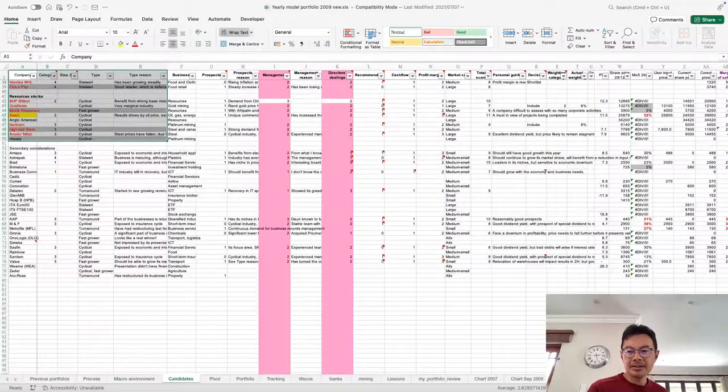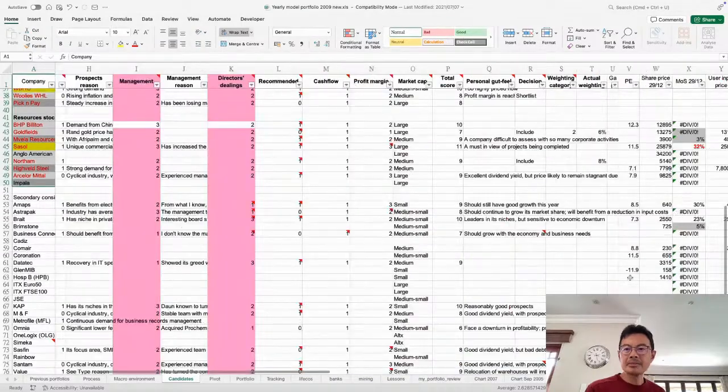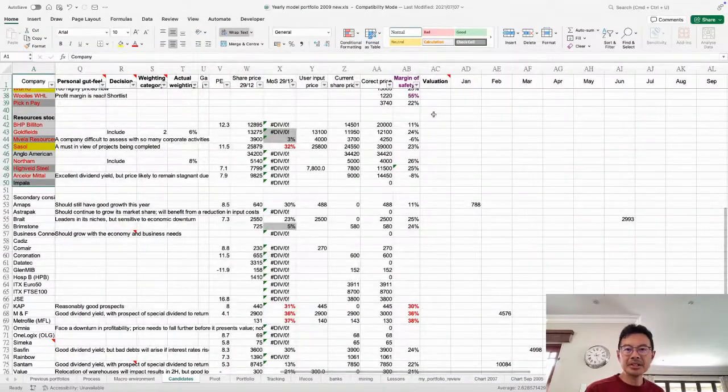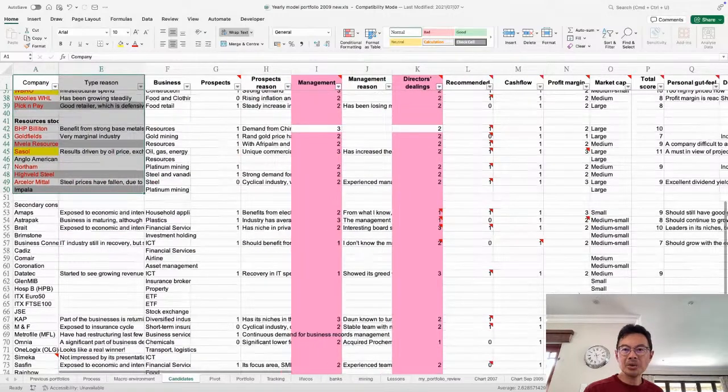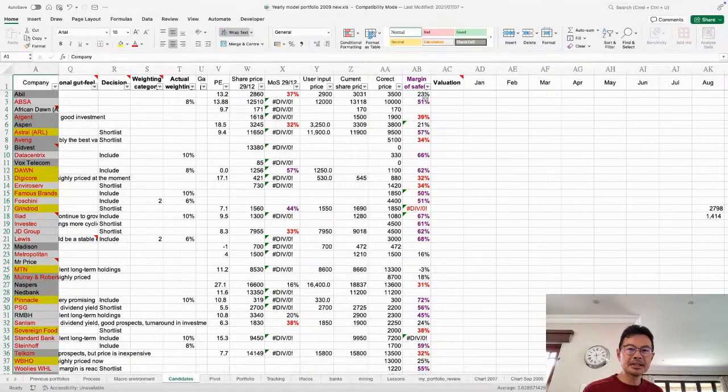Candidates. In terms of candidates, in previous years you will see there's more work done in terms of valuation and also margin of safety. So you will see more companies where I did the calculations and showed the margin of safety. Some companies got a margin of safety of like 50, 60%, which can be quite large. Some of these companies are still around, but many of them have disappeared.